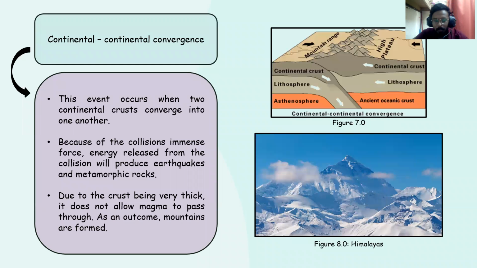So moving into the final type of convergent boundary, the continental convergence. This event occurs when two continental crusts converge into one another. Because of the collision's immense force, energy released from the collision will produce earthquakes and metamorphic rocks. Due to the crust being very thick, it does not allow magma to pass through. As an outcome, mountains are formed. Figure 7.0 on the right-hand side shows a continental convergence process, and figure 8.0 below shows an example of a mountain formed through continental convergence, which is the Himalayas.